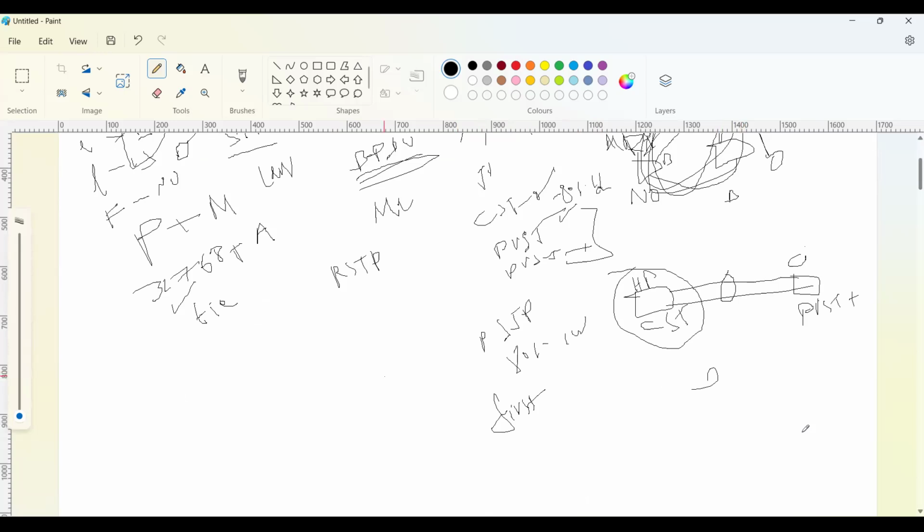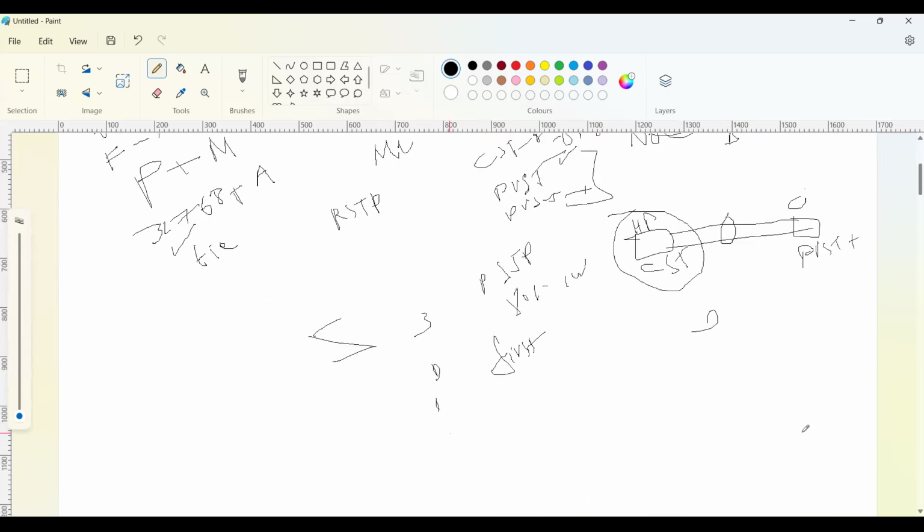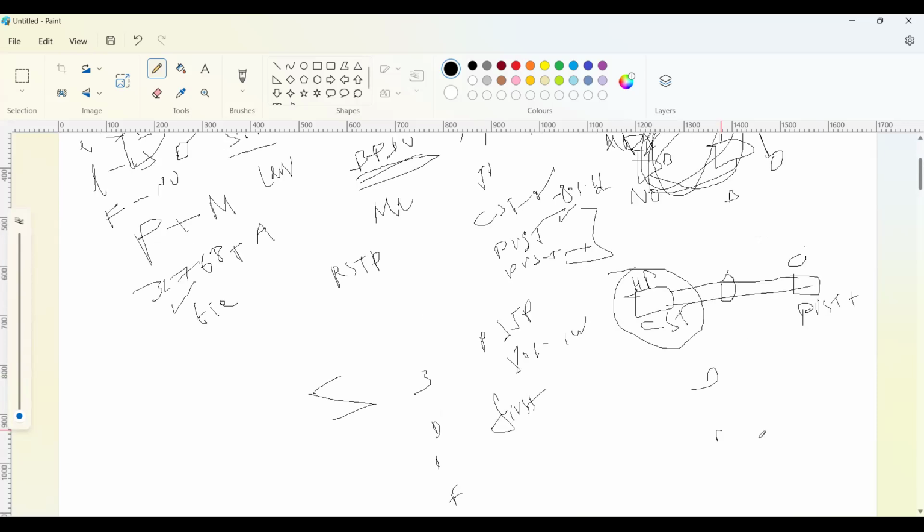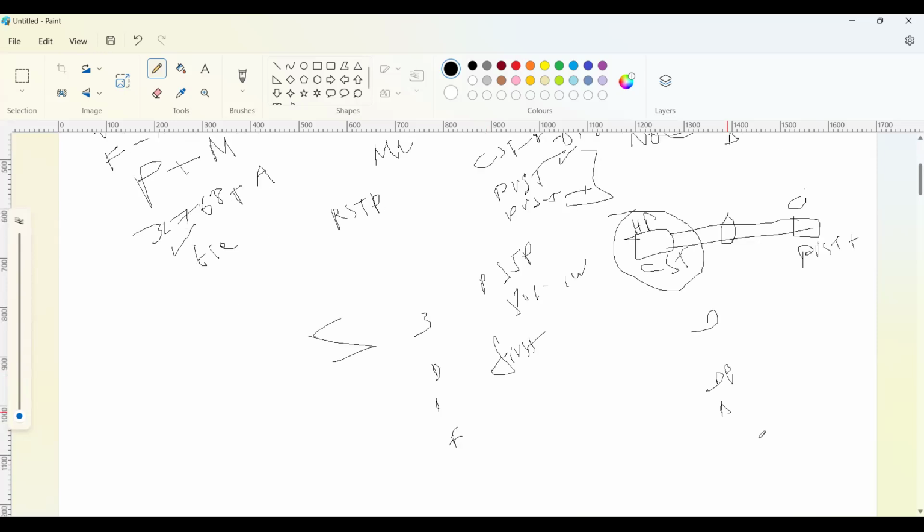We have 5 states here in STP, and this one has only 3: disabled, learning, and forwarding. And here we have port roles like DP, designated port, RP, root port, and alternate port, and one more is backup port.